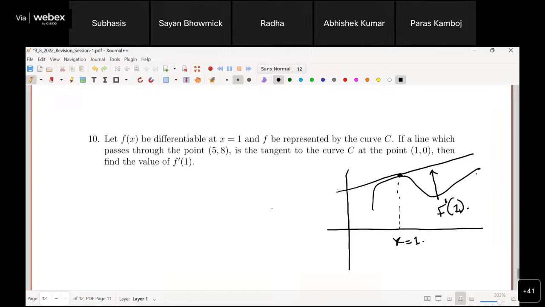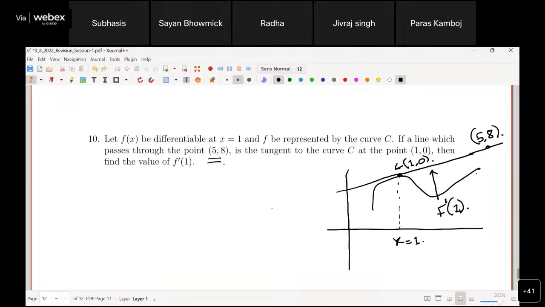What is given here is that a line which passes through (5, 8) is tangent to the curve at (1, 0). So this is my curve and this point is (1, 0), and the line also passes through one more point, (5, 8). It's asking what will be the value of f dash of 1. Can you tell me how you can find the value of f dash of 1?